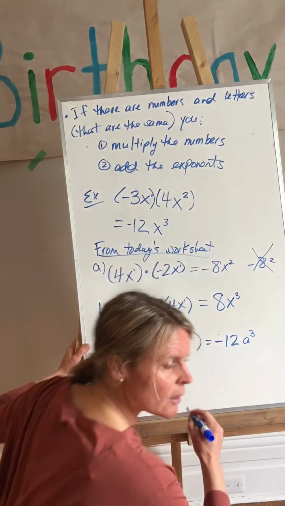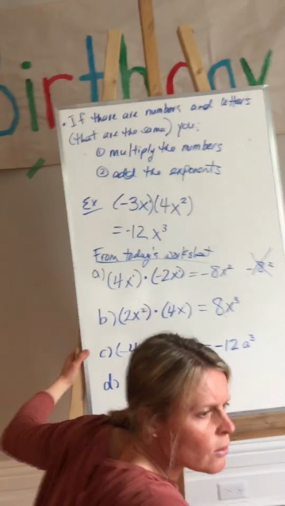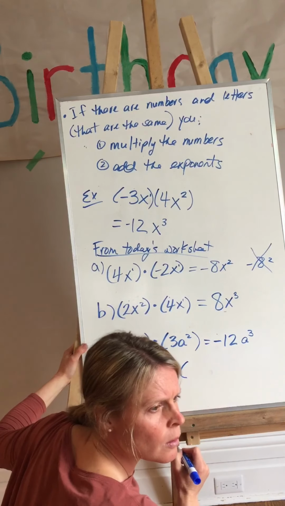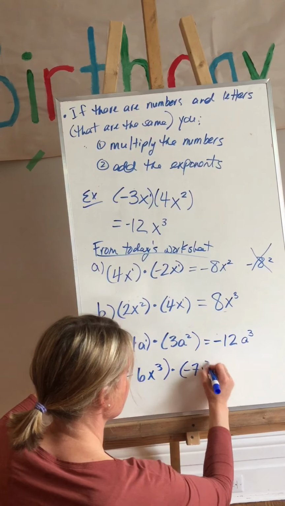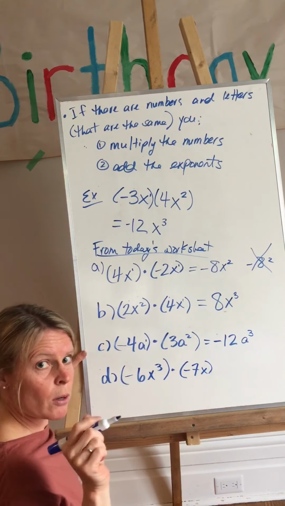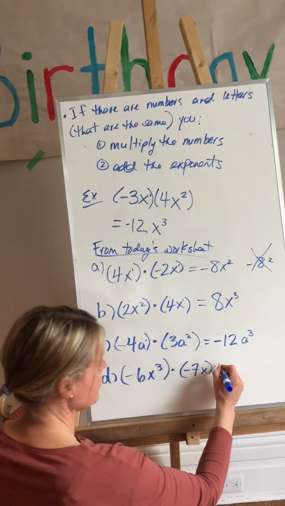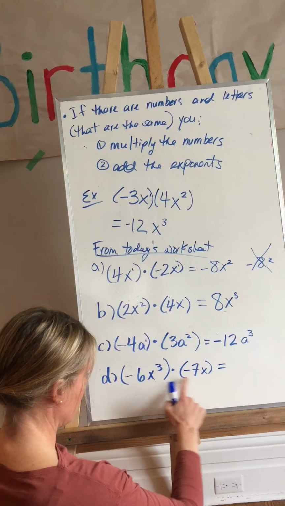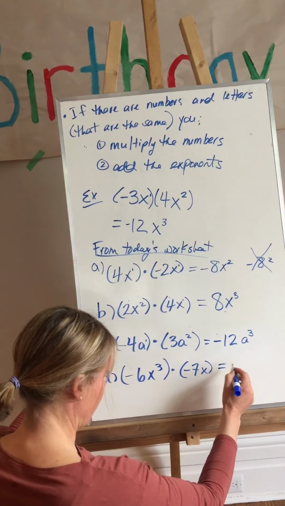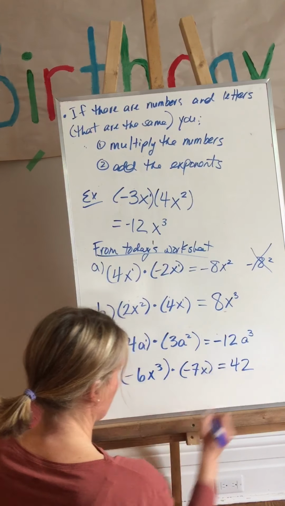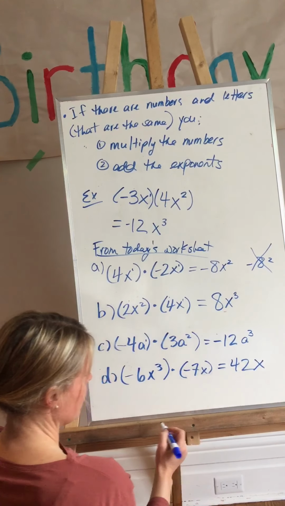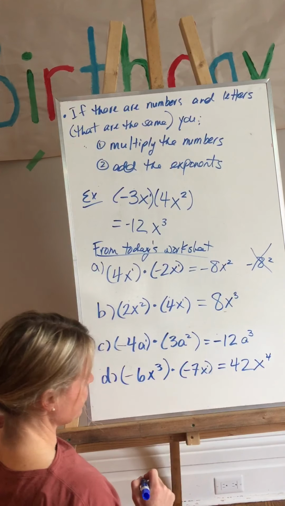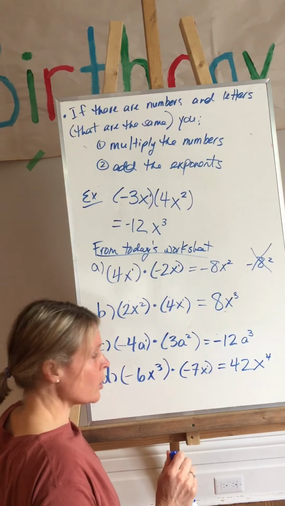So D is negative 6x cubed times negative 7x. So that's your question. So you're pushing pause right now, of course, and trying it on your own. So I go back to my rules. Multiply the numbers. So negative 6 times negative 7. A negative and negative multiplied are going to give me a positive, and 6 times 7 I believe is 42. Then x, and I add the exponents, so 3 plus 1, that's 4. That's your answer. So good luck.